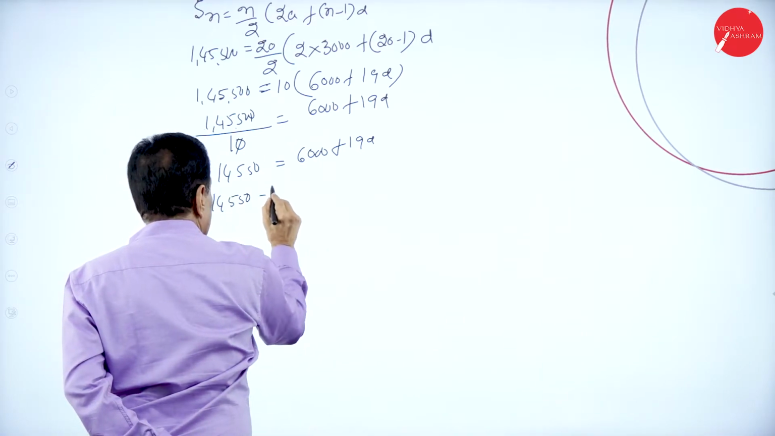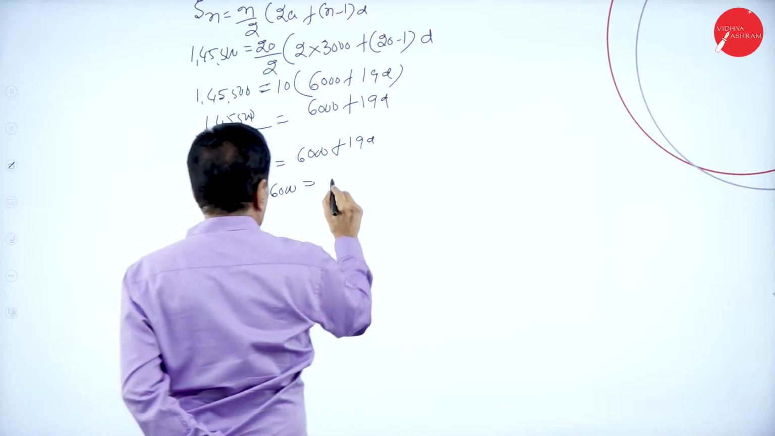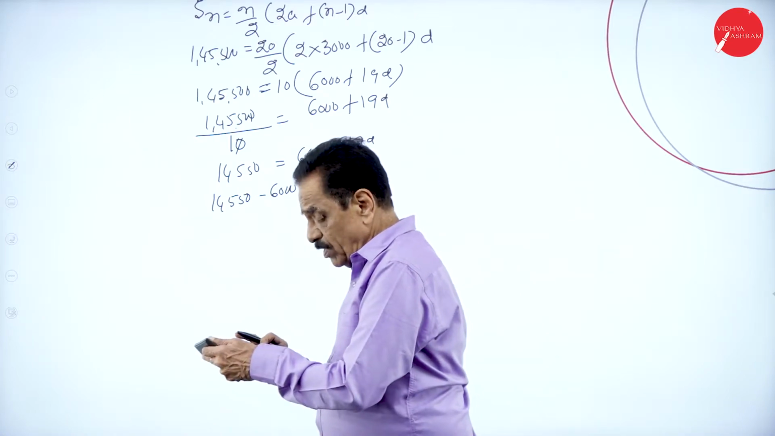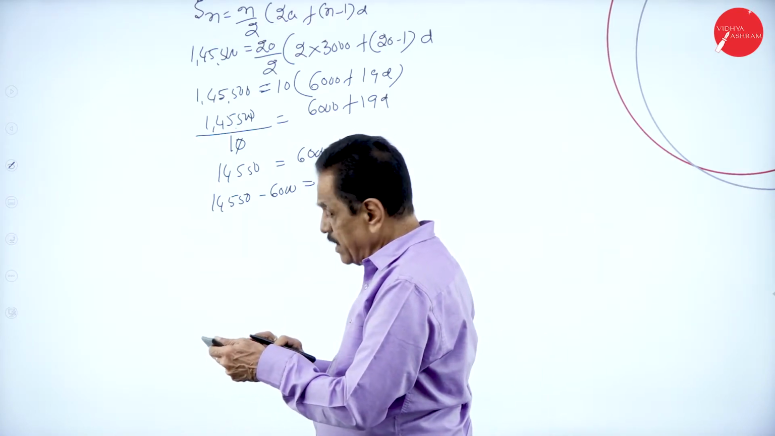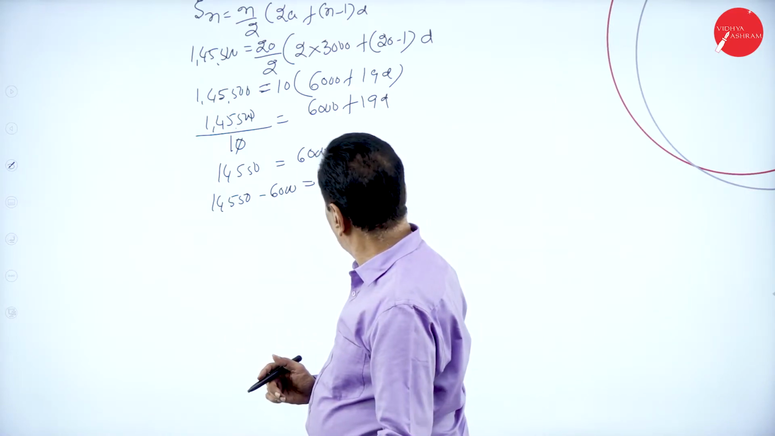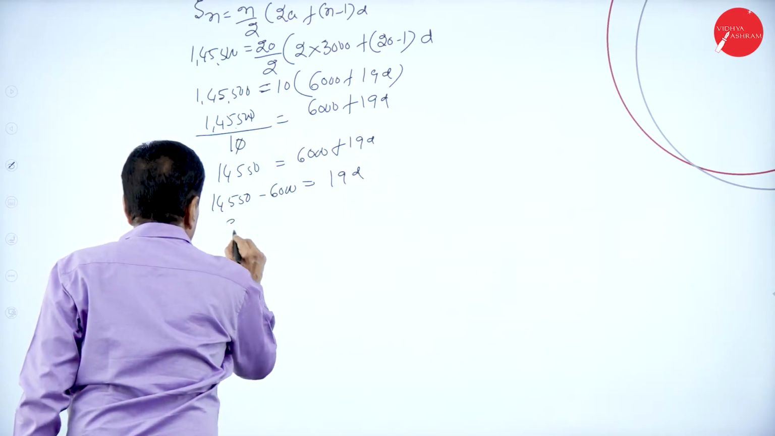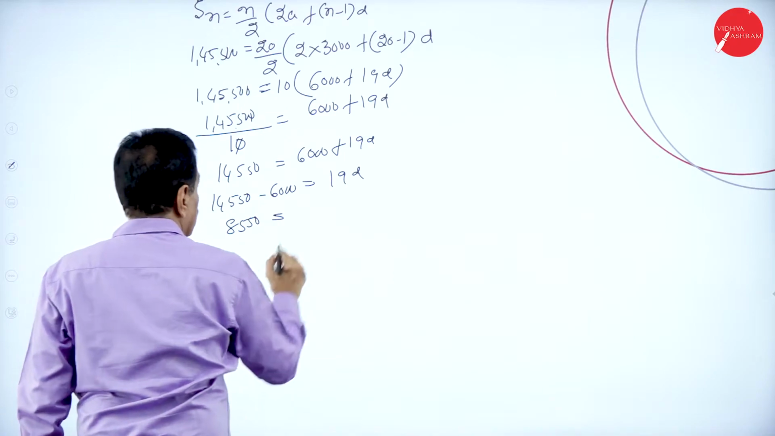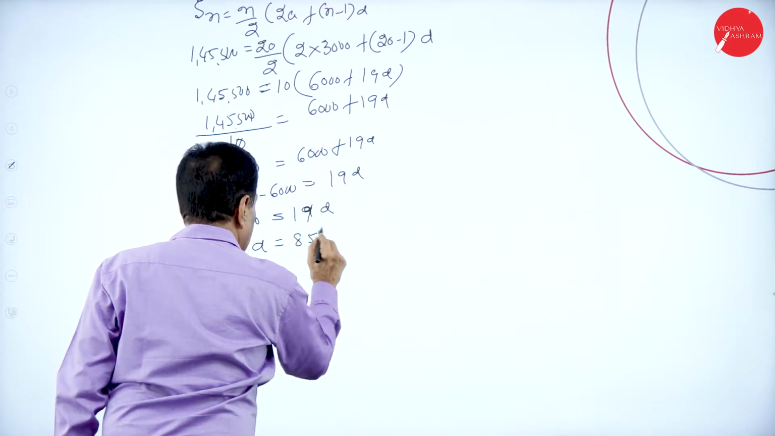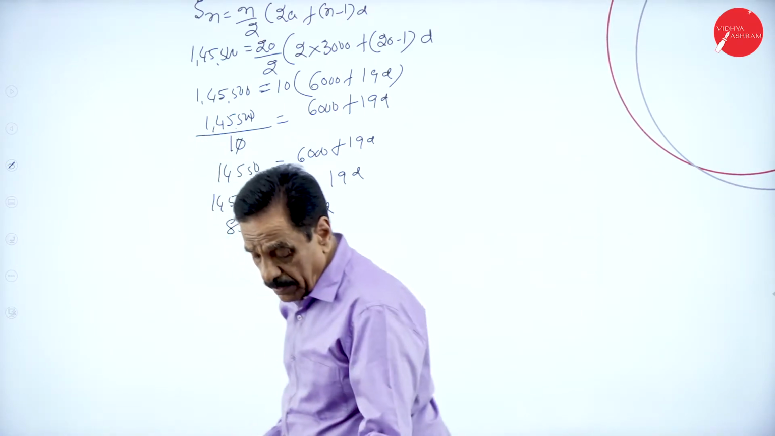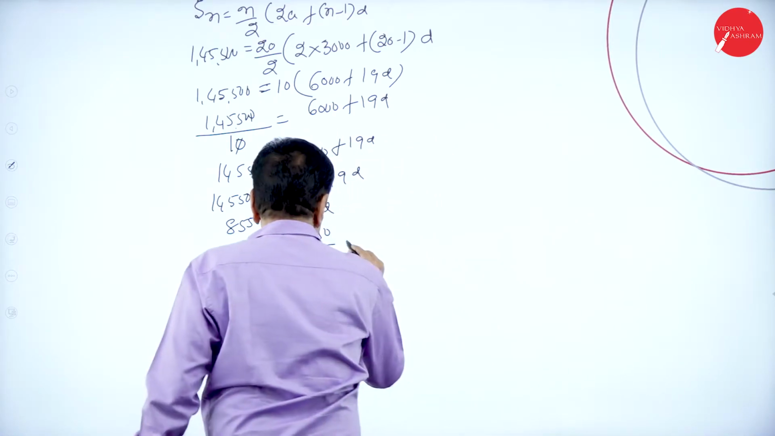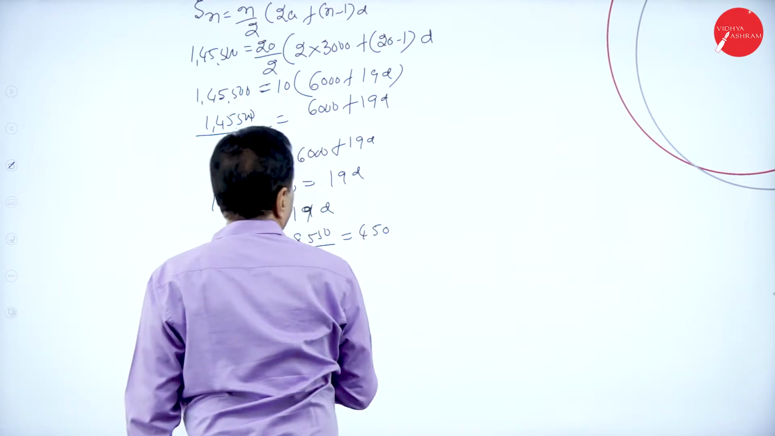You take this: 14,550 minus 6,000 is equal to 19D. Deduct this. 14,550 minus 6,000, 8,550, is equal to 19D. D is equal to 8,550 divided by 19, which is equal to 450. Your difference is 450.